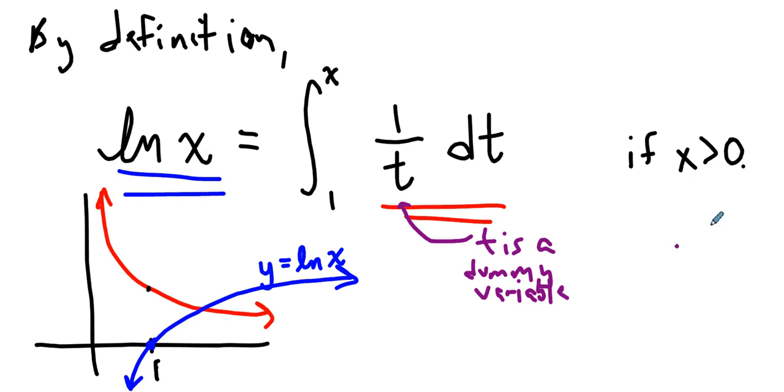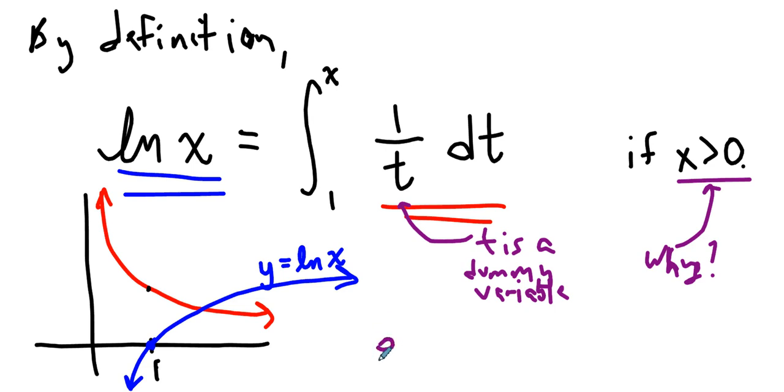The other question deals with this. Why do we restrict x to be positive? Well, if we let x be negative, then there's this whole matter of this red function never touching the y-axis. So we restrict x to be positive so we don't have to deal with an integral that crosses over a point of discontinuity.